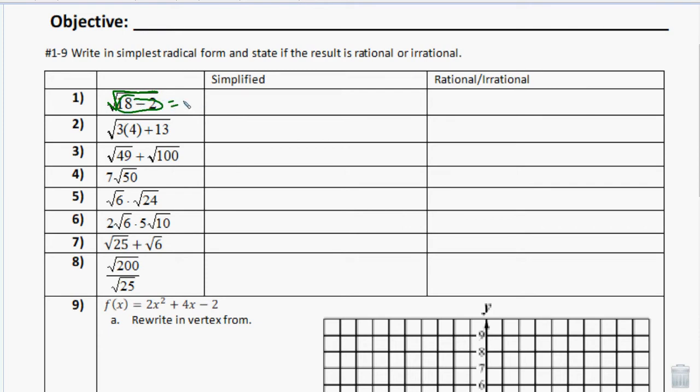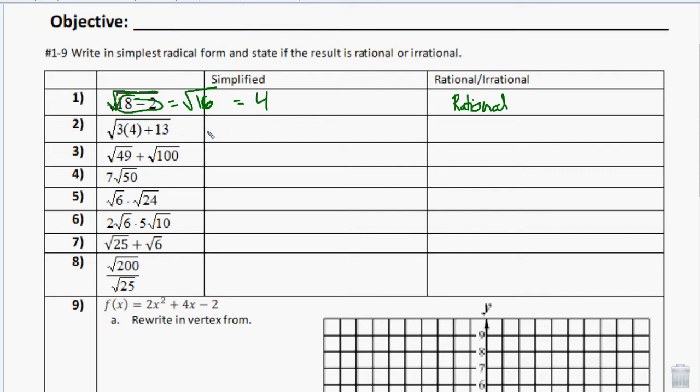So they want you to figure out what's the square root of 16, and that turns out to be 4. That is its simplified version, and it's rational because it can be written as a fraction. It could be written as 4 over 1. Remember, rational numbers can be written as a fraction, while irrational numbers cannot. We also talked about that if you take the square root of a perfect square, it is rational. But if you take the square root of a non-perfect square, it's guaranteed to be irrational. So the square root of 16 is a perfect square.